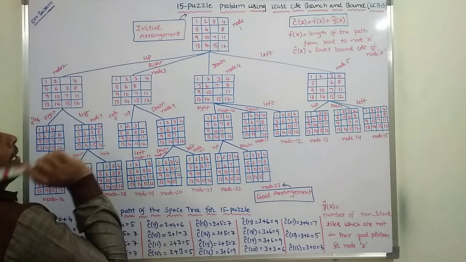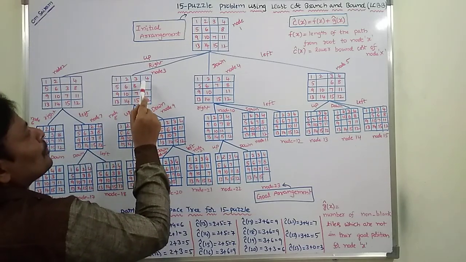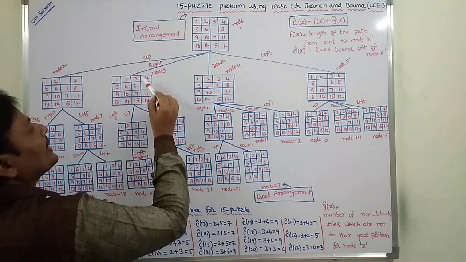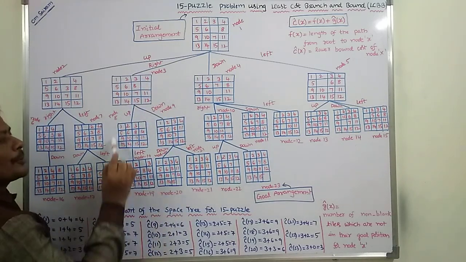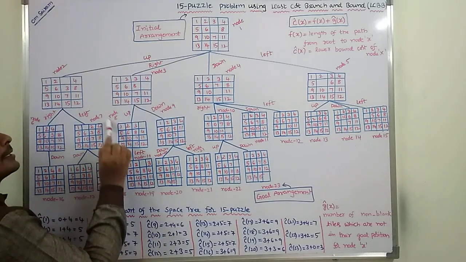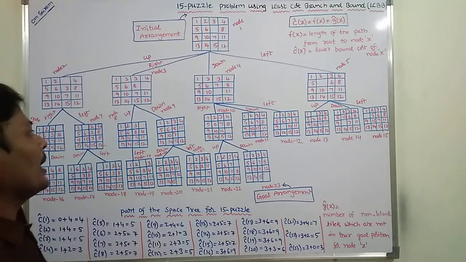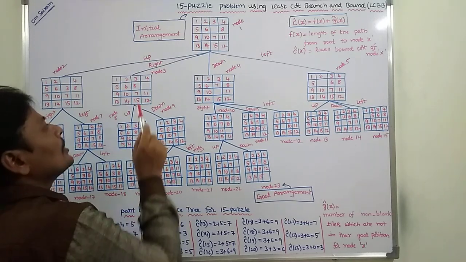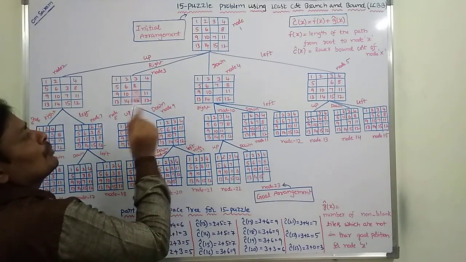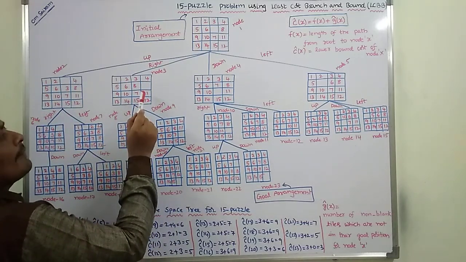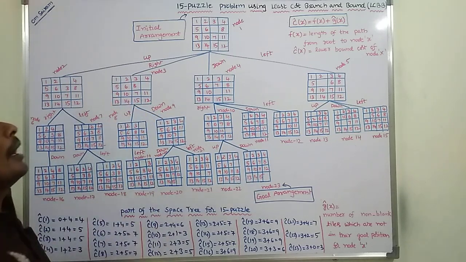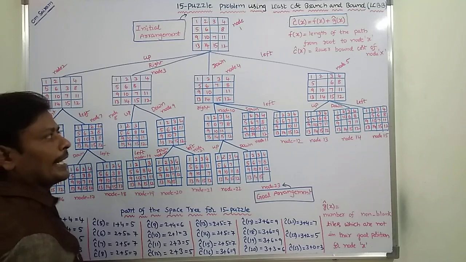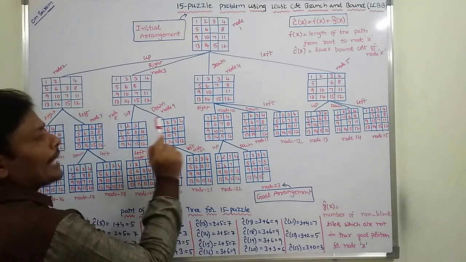Okay, up direction. The empty tile can be moved up. 4 can be moved to this place. Empty tile can be moved to this place. So this is the outcome we are getting. This is node 8. Okay, next one. Empty tile can be moved down. This empty tile can be moved to the 11th position, and the 11th tile can be moved to the empty tile position. So this is the outcome we are getting. This is node 9.